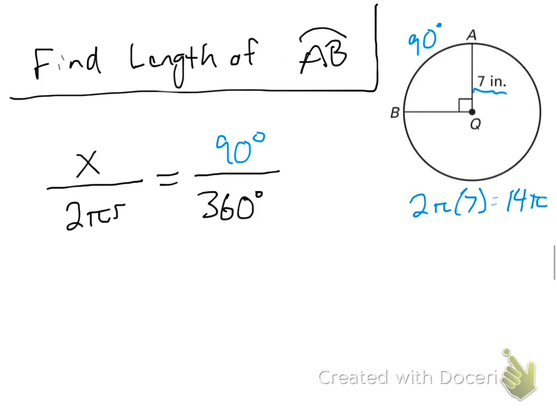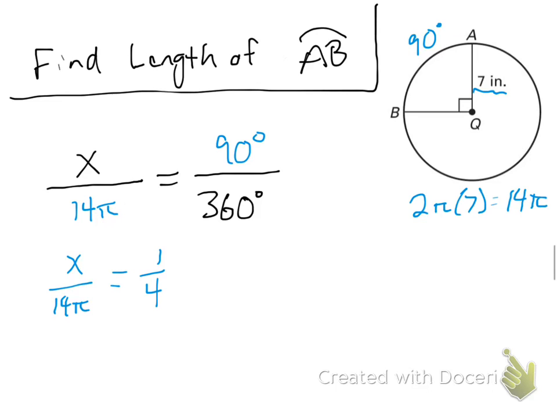So let's go ahead, and I'll just use my eraser tool for the heck of it right now. I'm going to erase 2 pi r, and I'll put in its place what we know the circumference to be, which is 14 pi. And this is where we can use cross multiplication, we can simplify some fractions, we have a lot of options going on. So actually what I am going to do is I'm going to simplify the right side of this equation. I'm going to keep x over 14 pi for right now. And 90 over 360 is simply 1/4.